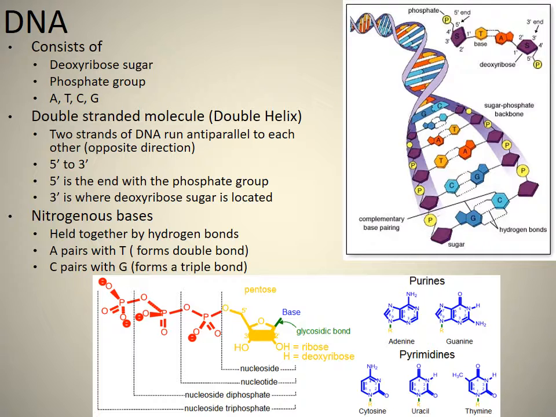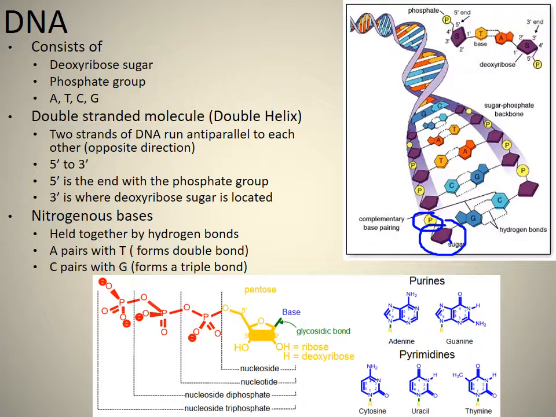Now remember from Chapter 1, it consists of a deoxyribose sugar, so it's actually missing a hydroxyl group there on the number 2 carbon of the sugar. That's why it's called a deoxyribose sugar. This is still a ribose sugar, but because it's missing a hydroxyl group on the number 2 carbon, it's called a deoxyribose sugar. Very important in a DNA molecule. Again, it has a phosphate group and one of 4 nitrogenous bases, A, T, C, and G.